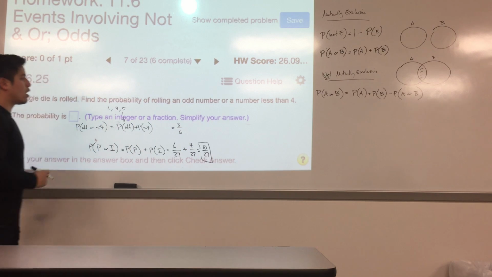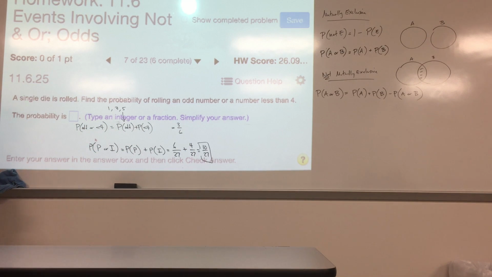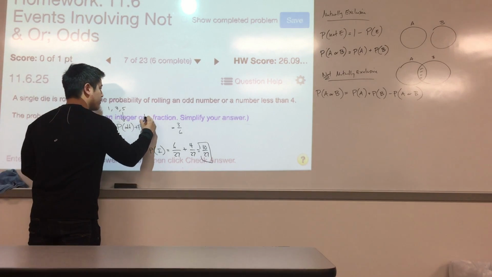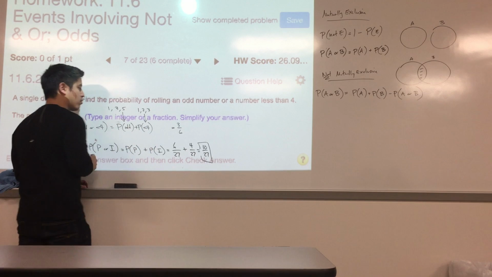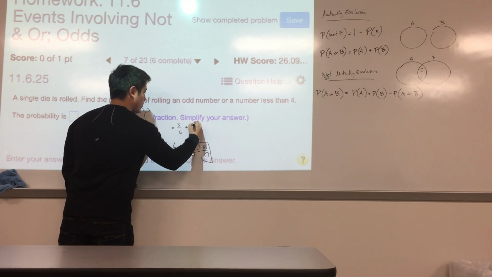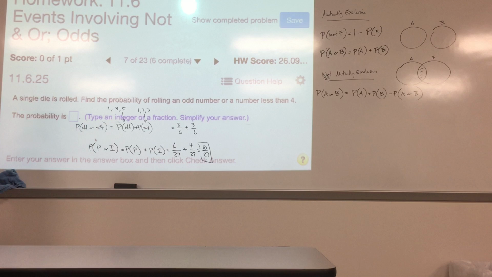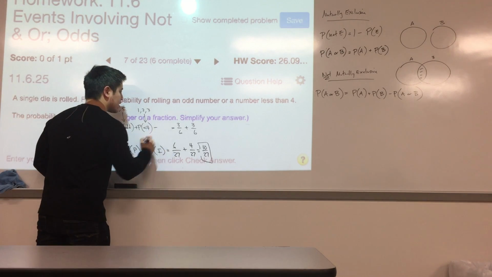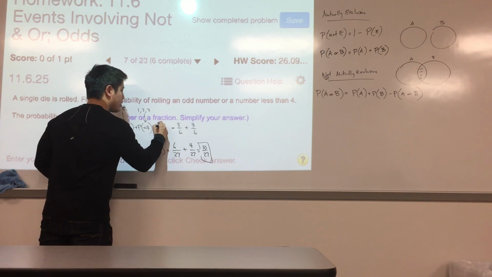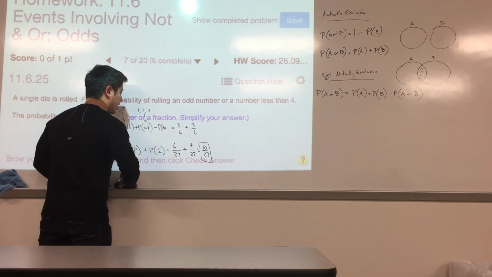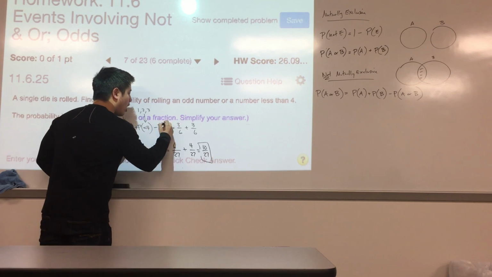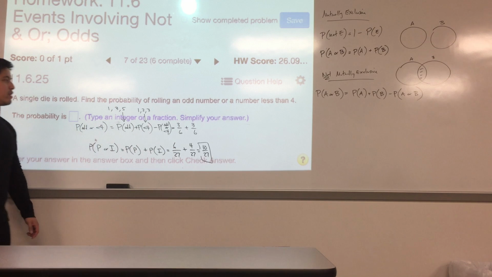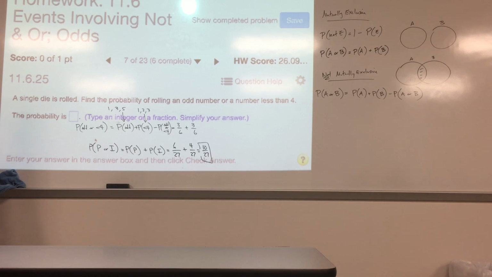All right. What are the numbers that are less than 4? 1, 2, and 3. Everybody agree? 1, 2, and 3. So that's what? 3 out of 6. You with me so far, guys? Okay. Minus the overlap. A or B minus odd or less than 4. Meaning that you need to take out what they have in common.